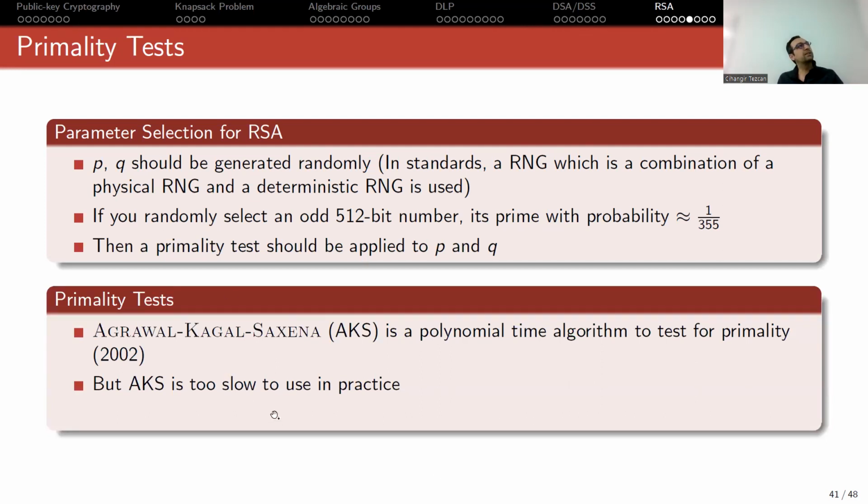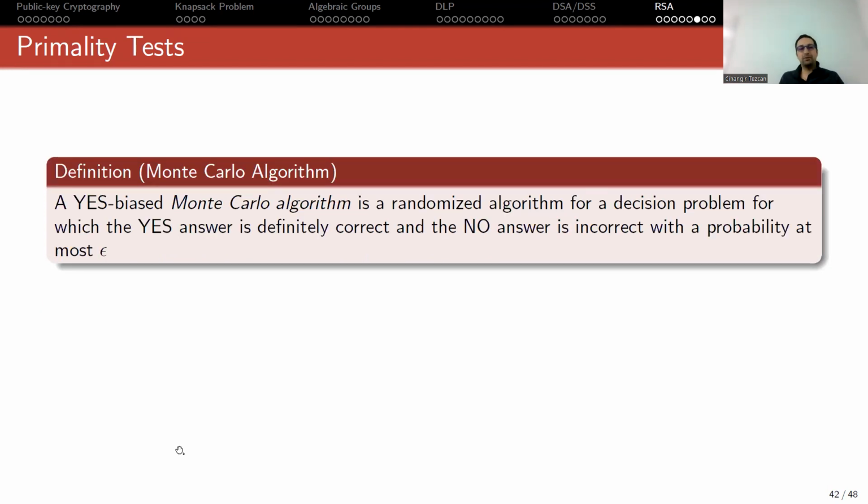So actually in practice, we don't use it. So then what do I do? The randomized polynomial time algorithms are used instead. So let's see how this works. Before actually seeing those randomized algorithms, let me give you two more definitions about algorithm types.